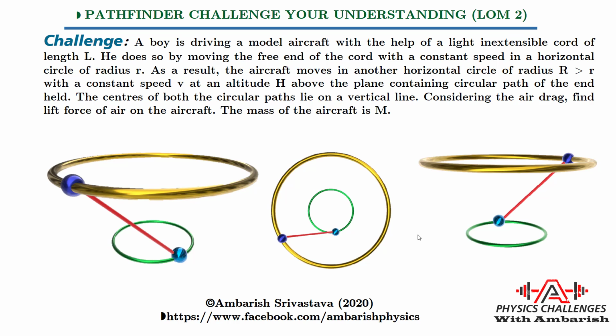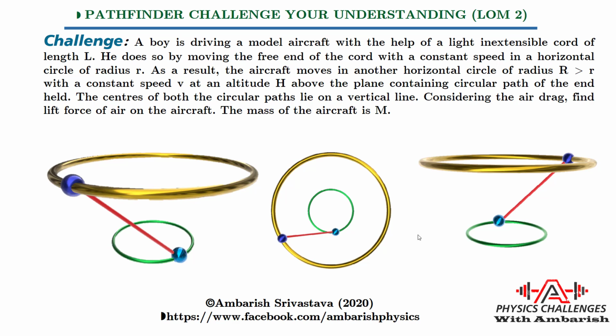A boy is driving a model aircraft with the help of a light inextensible cord of length L. He does so by moving the free end of the cord with a constant speed in a horizontal circle of radius r. As a result, the aircraft moves in another horizontal circle of radius R, which is greater than r, with a constant speed v at an altitude h above the plane containing the circular path of the end held. The centers of both the circular paths lie on a vertical line.